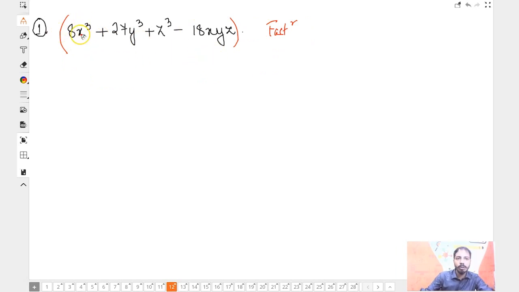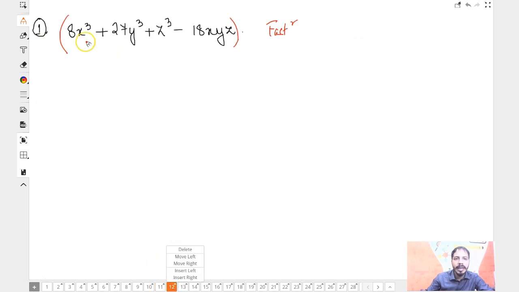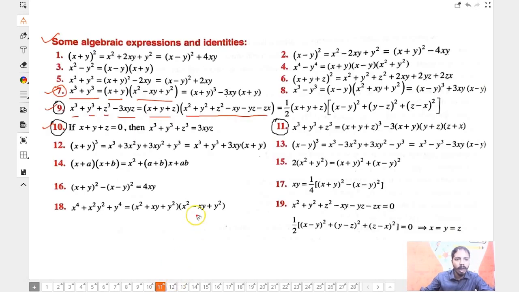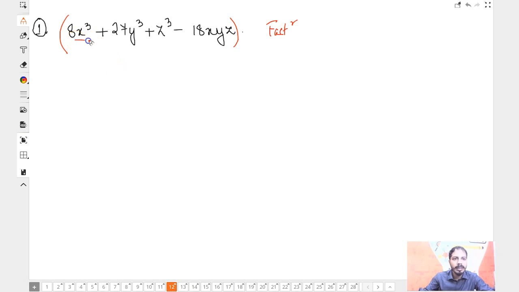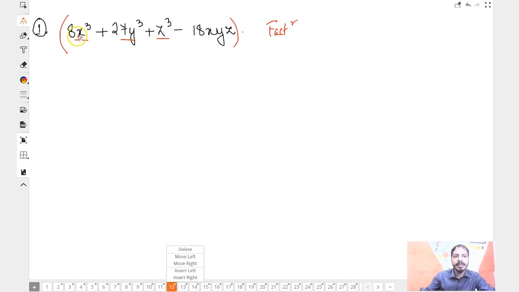The moment you see cubic equations of this type, the first thing that you should do is try to see if you can relate this with any of the identities. So how do you relate this with identities? Now, how does it look? You can see that you have three variables here, x cube, y cube and z cube. So we will try to use, of course, this one.